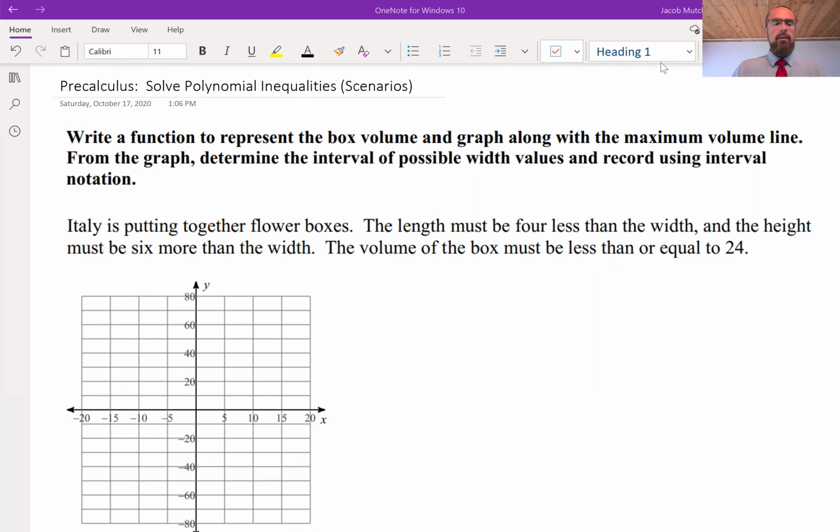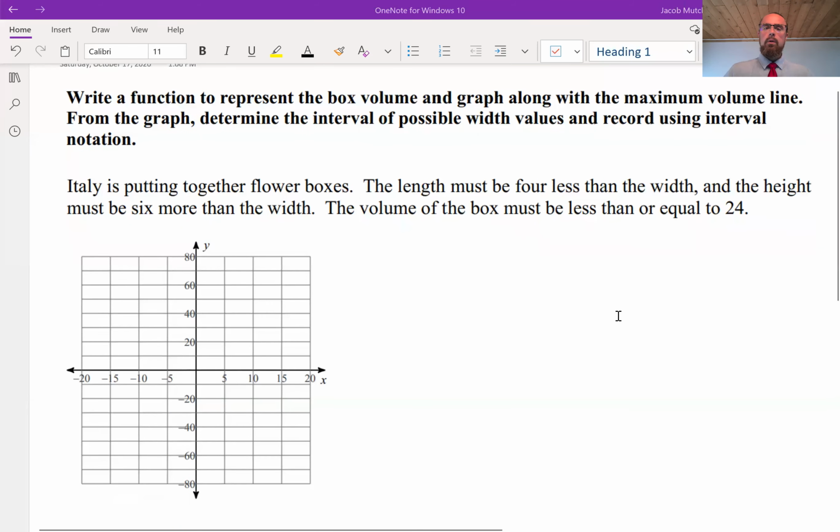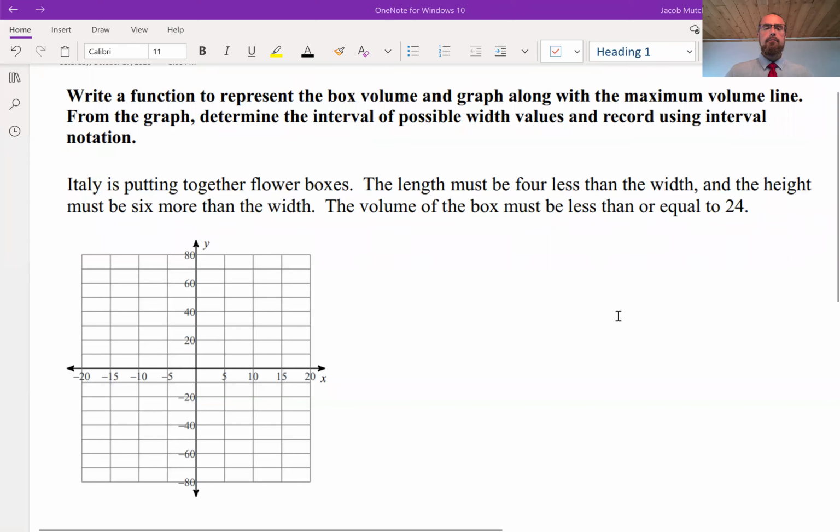And I've got a coordinate plane here, so if I look at my instructions, one of the first tasks I want to do is write a function to represent the box volume and graph it along with the maximum volume line. And then from that graph, we'll determine the interval of possible width values, and we'll record it using interval notation. Well, let's focus on that first task of writing a function to represent the box volume.